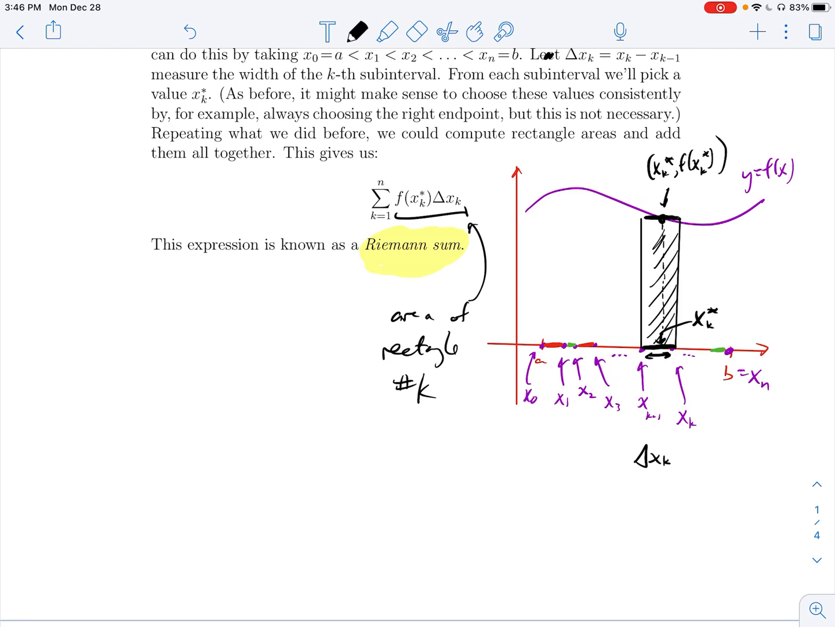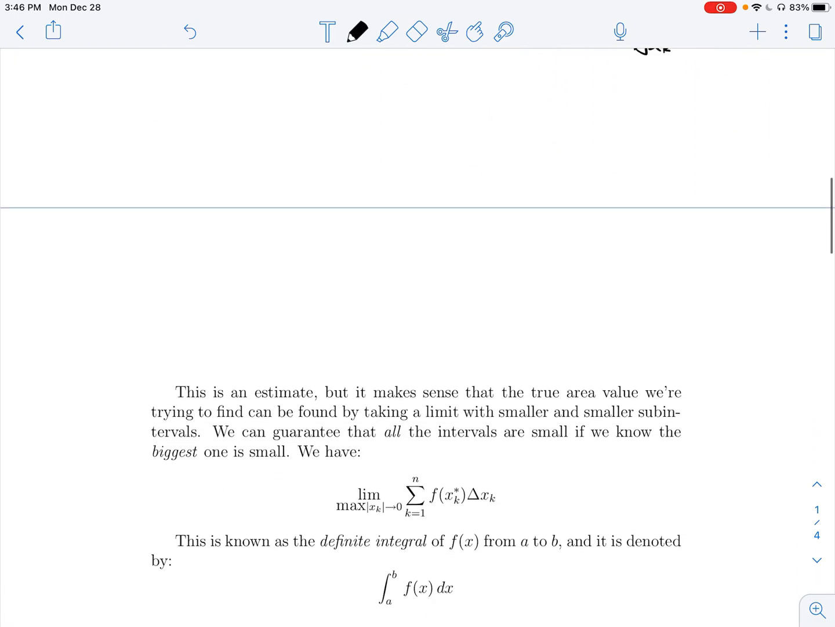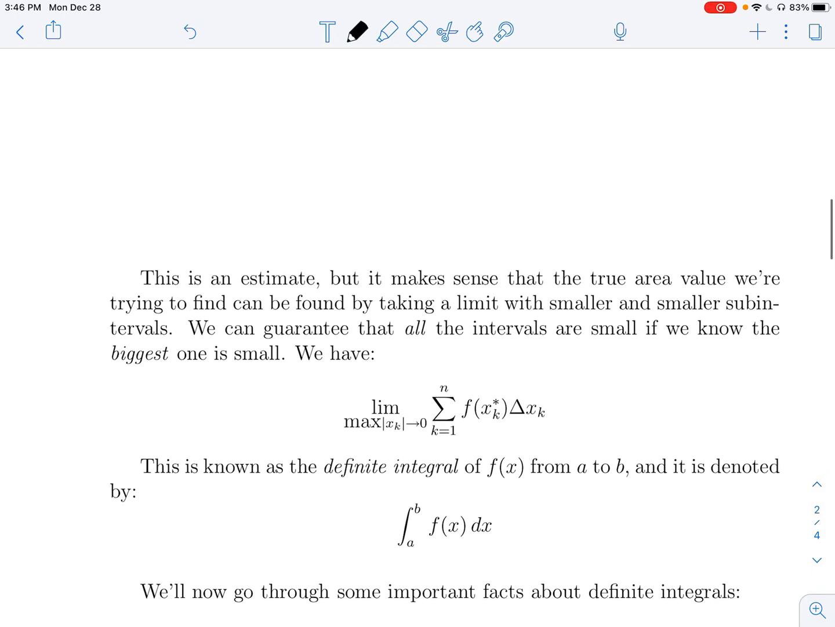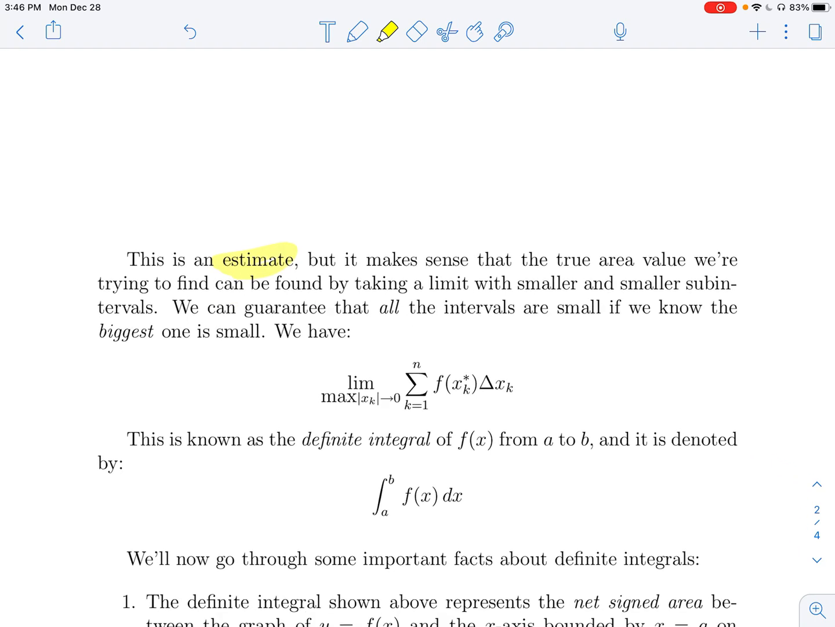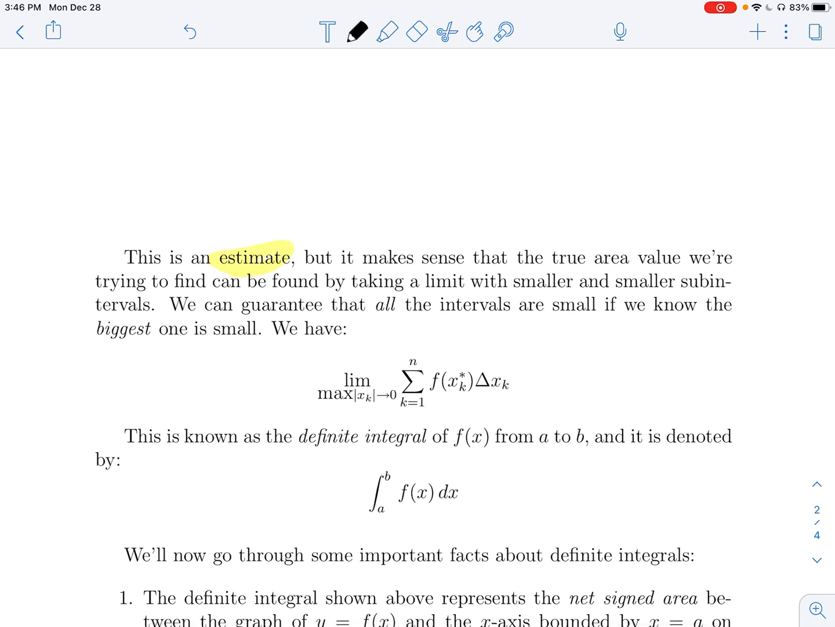So a Riemann sum you can basically think of as an approximation using a bunch of rectangles. But it's an estimate. If we're trying to think of it in terms of areas, the sum of the rectangles is just an estimate. To get the true value, we want to take a limit. And we would want to take a limit with smaller and smaller intervals.